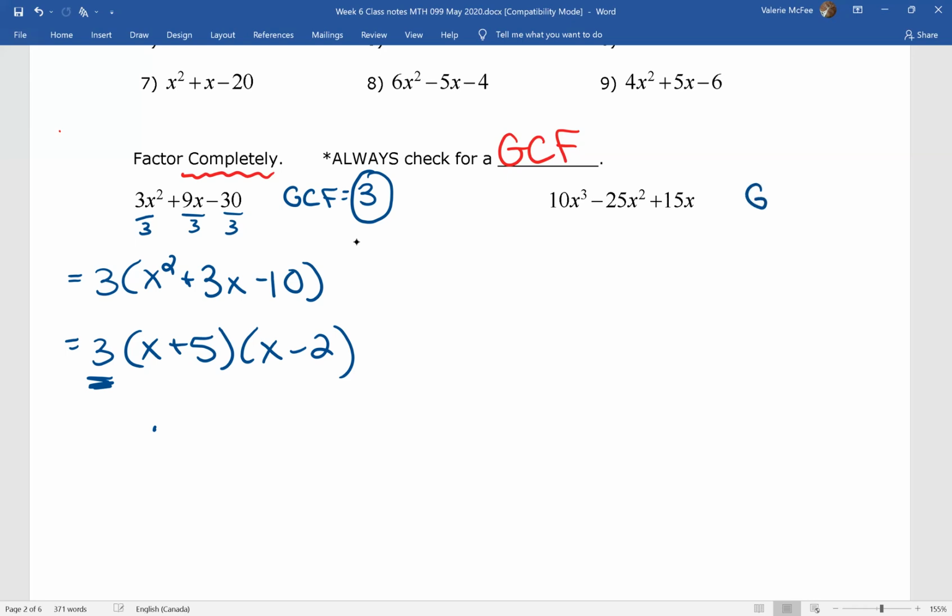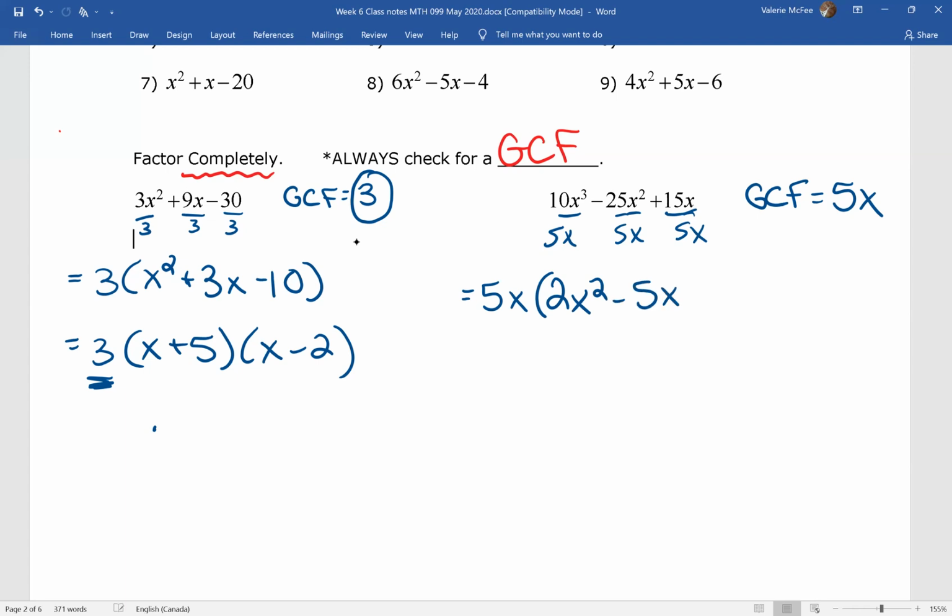What about this question? I see that 5 is common in all of the numbers, but I also see that there's an x in every term. So we're going to divide each term by 5x. That leaves 2x squared minus 5x plus 3. Let's go back to that other sheet of paper I was using and factor 2x squared minus 5x plus 3.